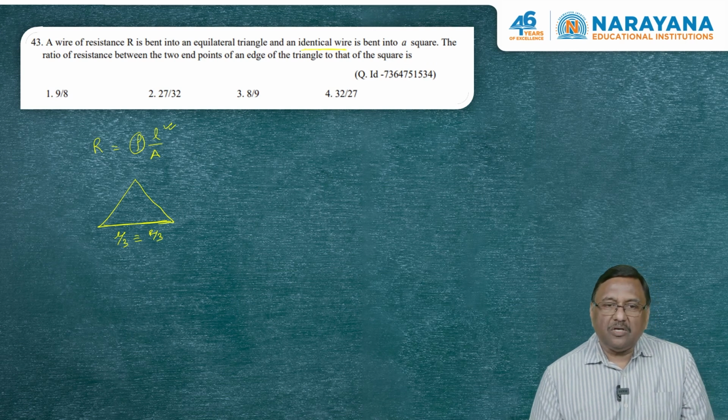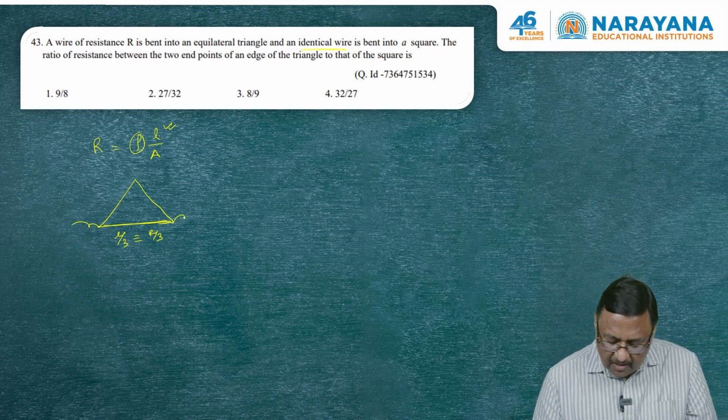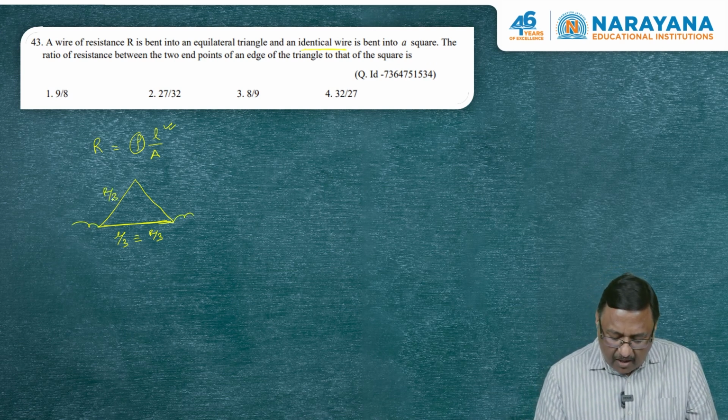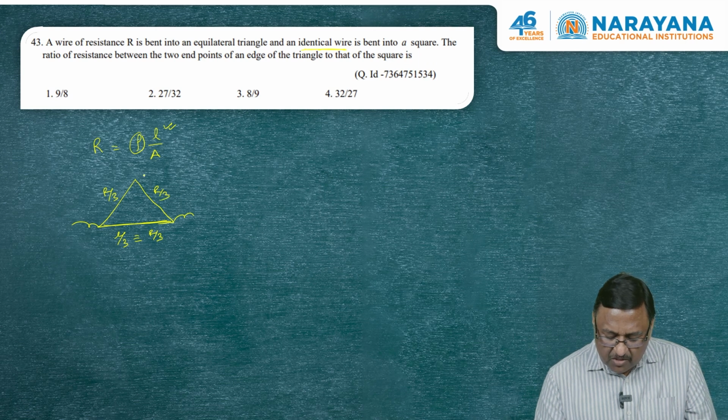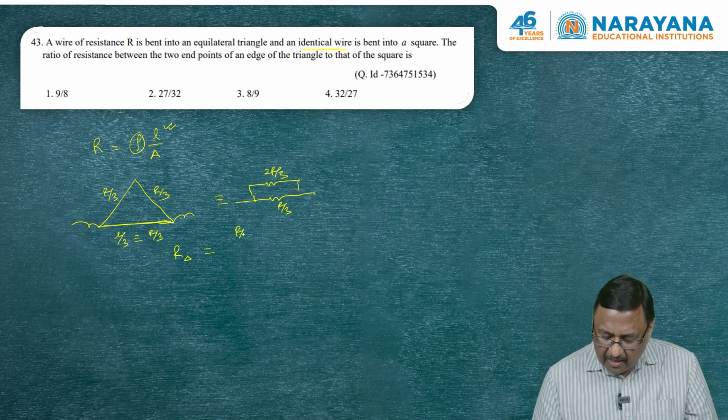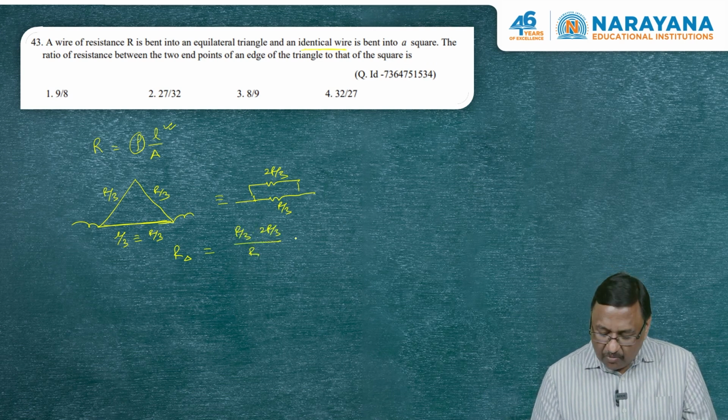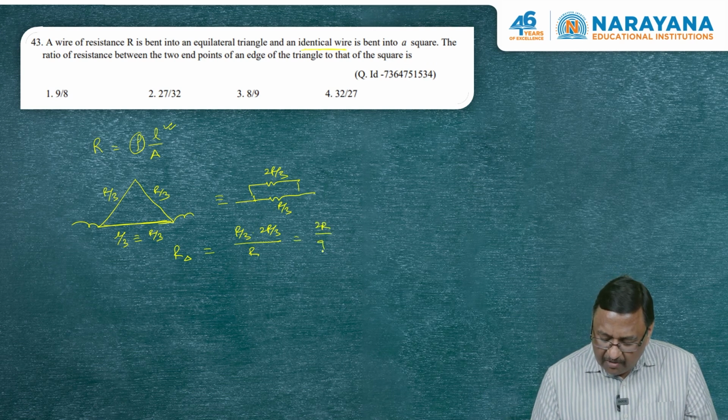He is asking the ratio of the resistance between the two end points of an edge of a triangle to that of a square. If I write this here, there are three sides of R by 3 each. These two R by 3 are in series, and they are connected in parallel with the third. That means for the triangle, between the two ends, it is R1 R2 upon the sum, so R by 3 into 2R by 3 upon the sum of the resistances, which is R only. So I can write it is going to be 2R divided by 9.